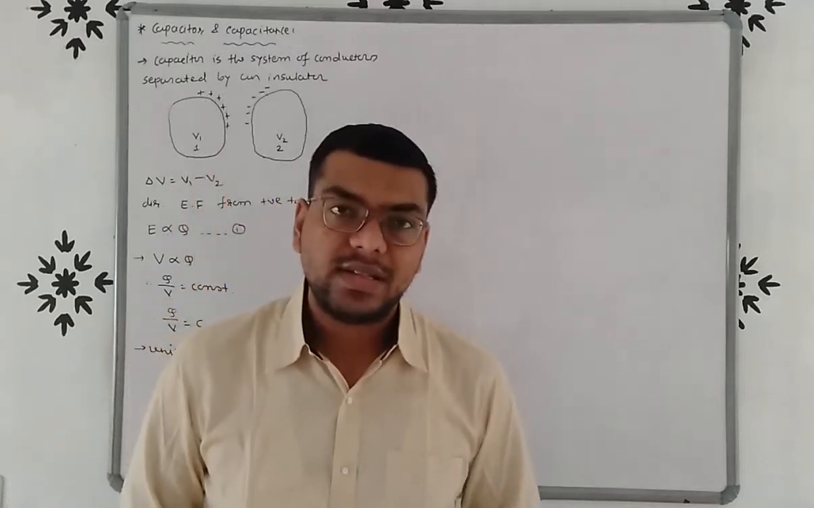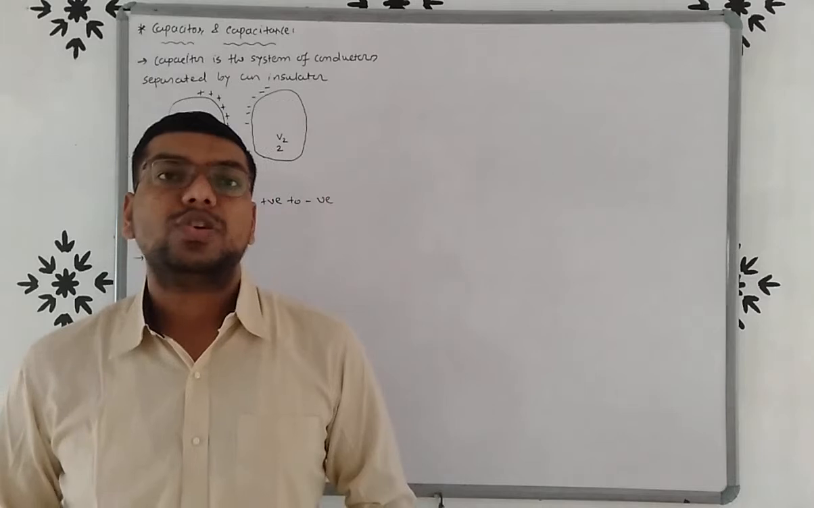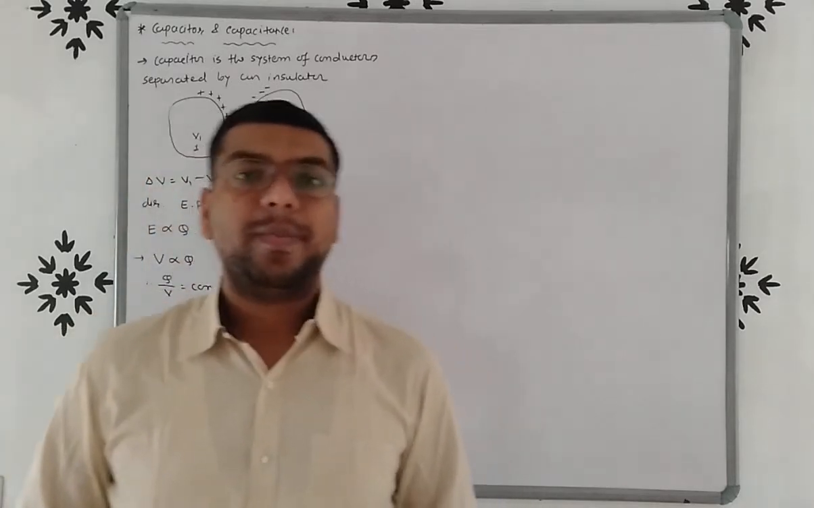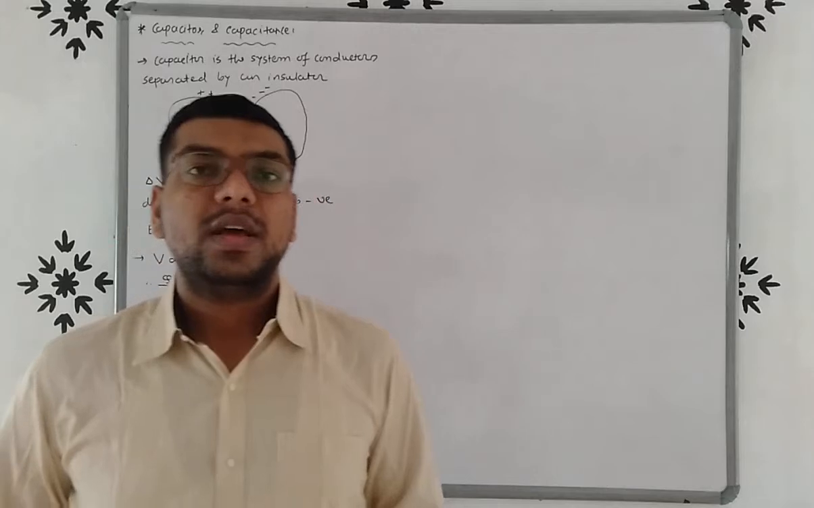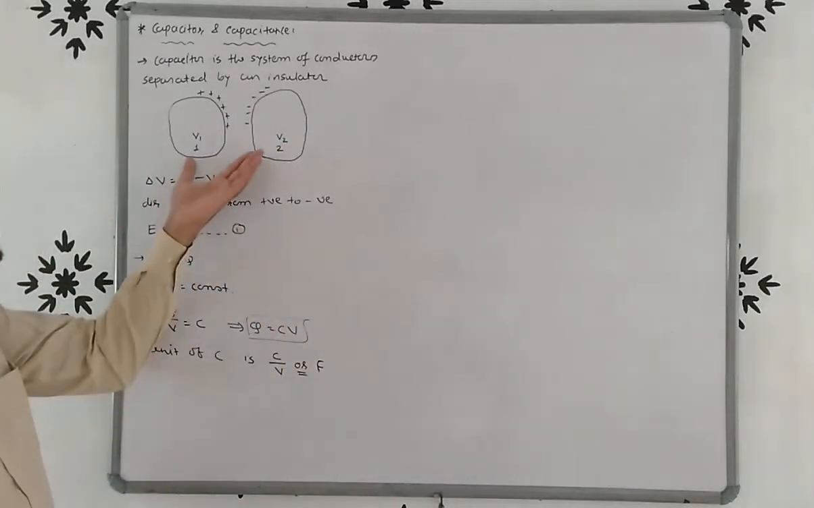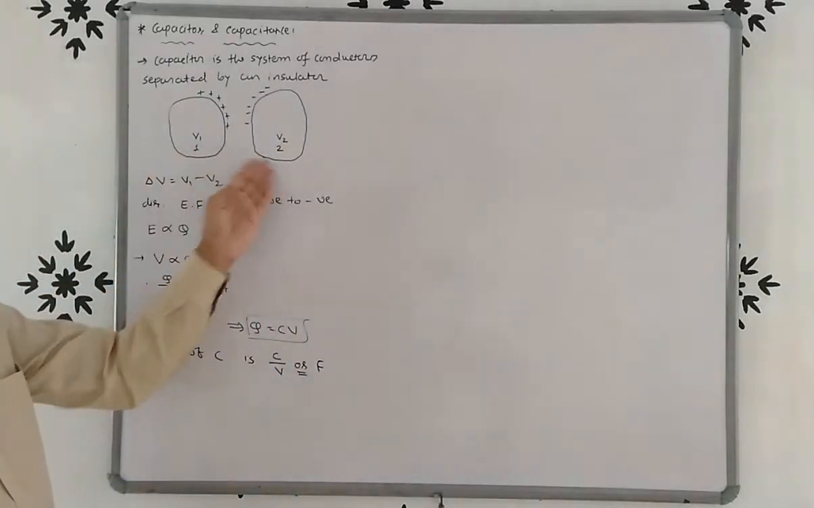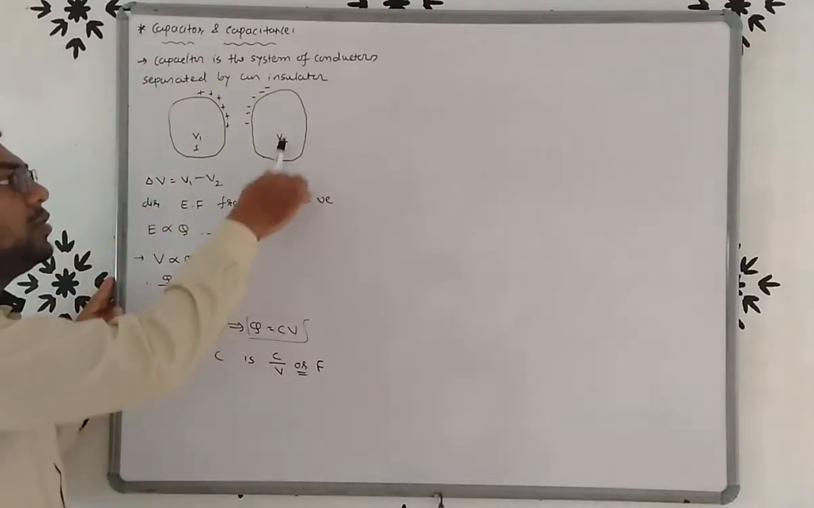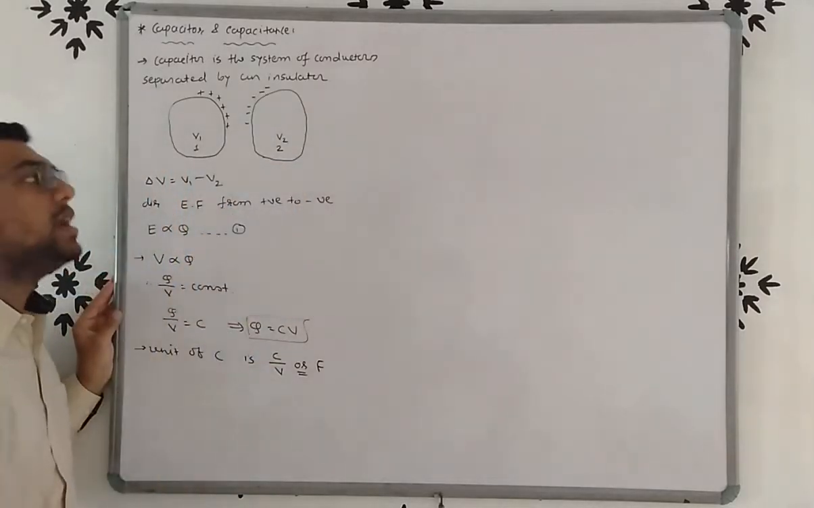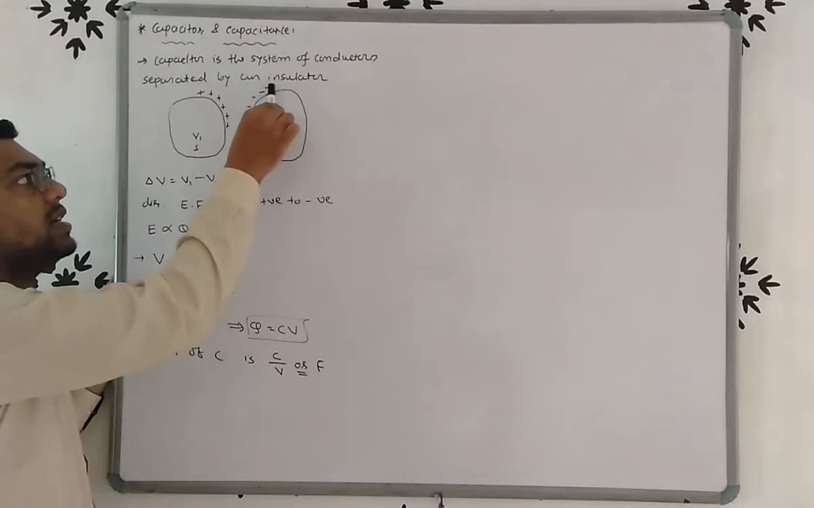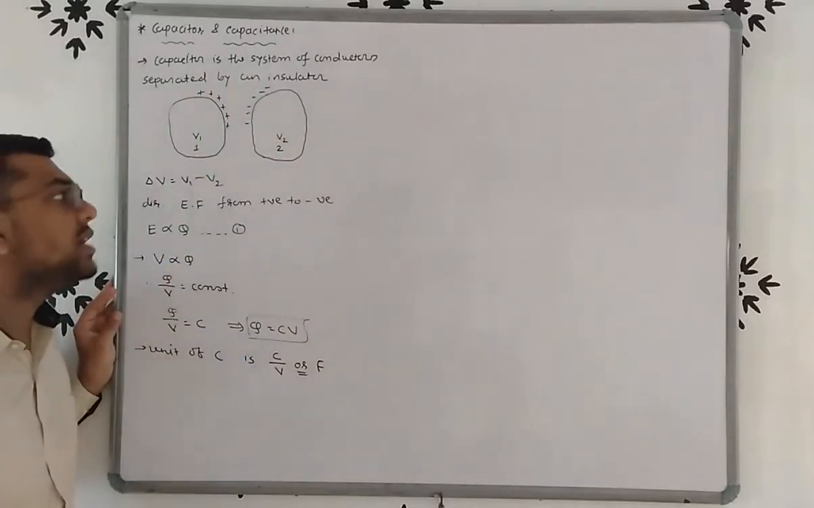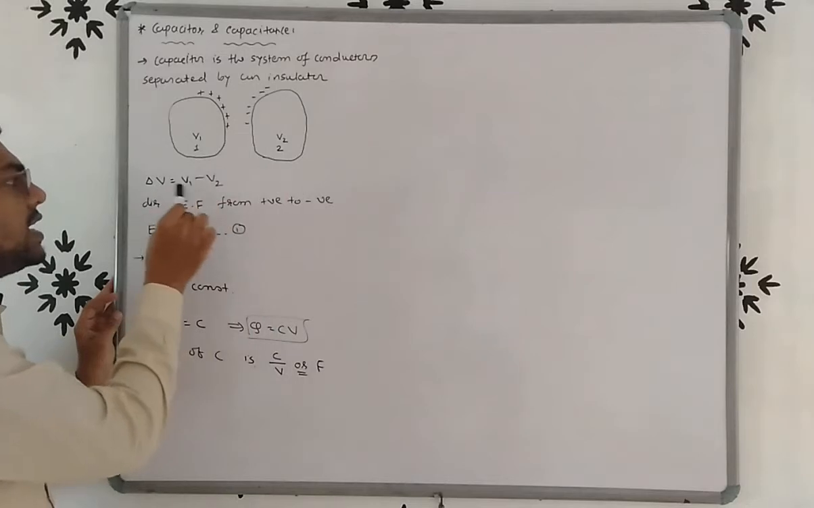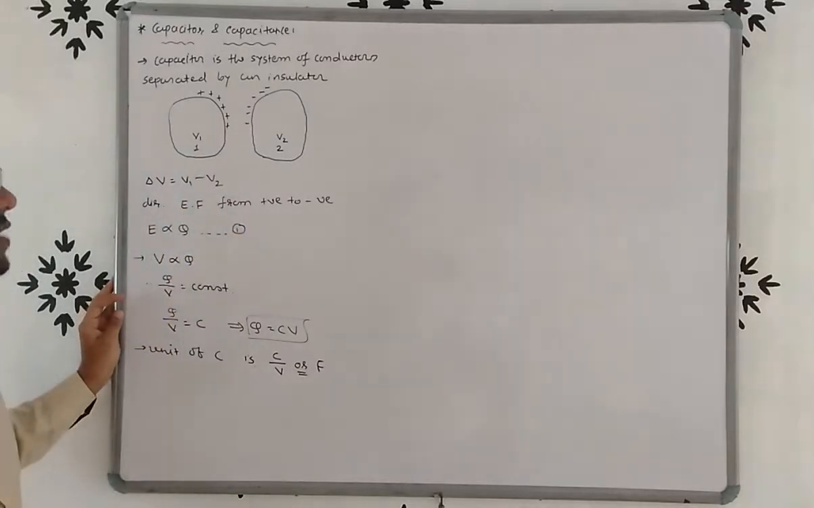Now once again, friends, what is a capacitor? A capacitor is the system of conductors separated by an insulator. As shown in the figure, this is conductor 1, this is conductor 2. Conductor 1 has potential V1 and conductor 2 has potential V2. Conductor 1 has a positive charge and conductor 2 has a negative charge. So the potential difference between these two conductors, delta V, is equal to V1 minus V2.